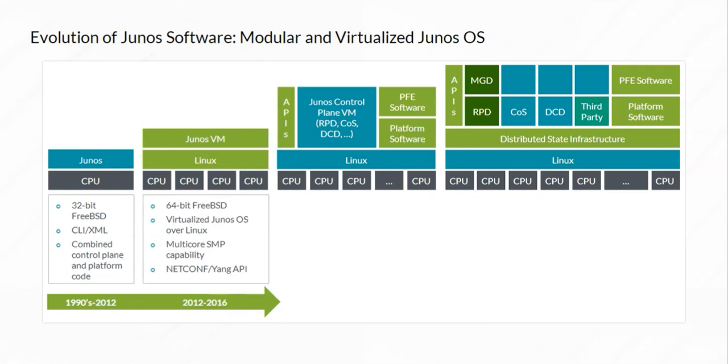Virtualized Junos OS takes advantage of virtualization technologies to run Junos OS in a virtual machine, or VM, on top of the kernel-based virtual machine, or KVM, or VMware hypervisor. Note that all the components of Junos OS are still fused into a single image. The virtual SRX or VSRX and virtual MX or VMX products are examples of virtualized Junos OS.